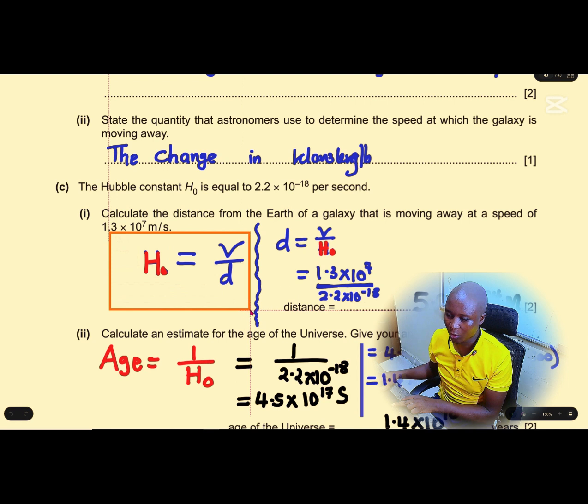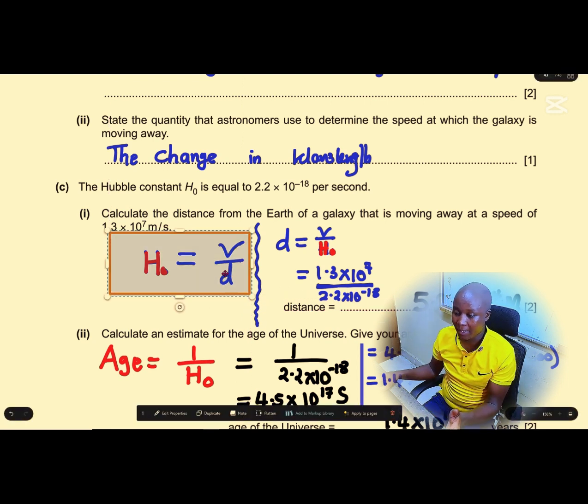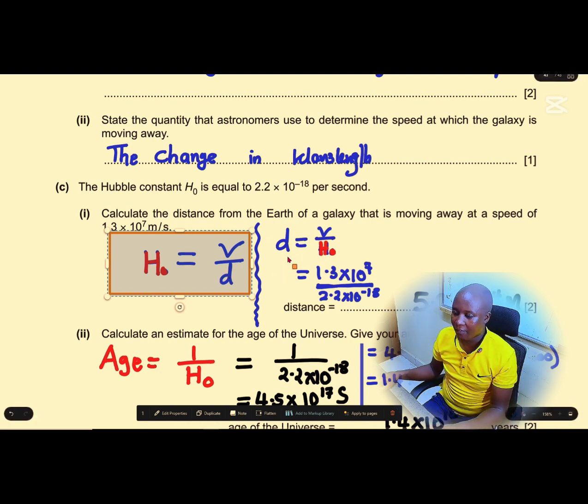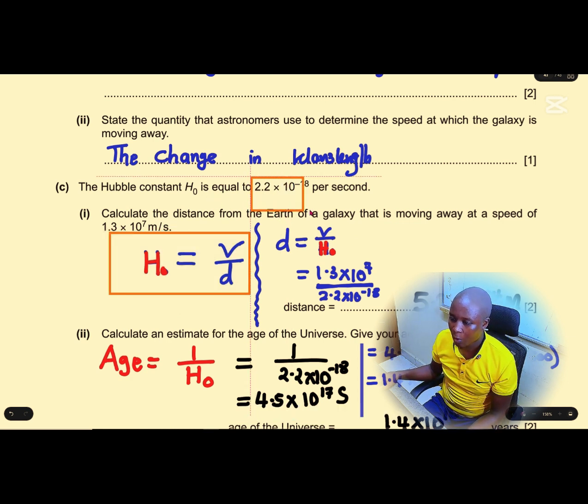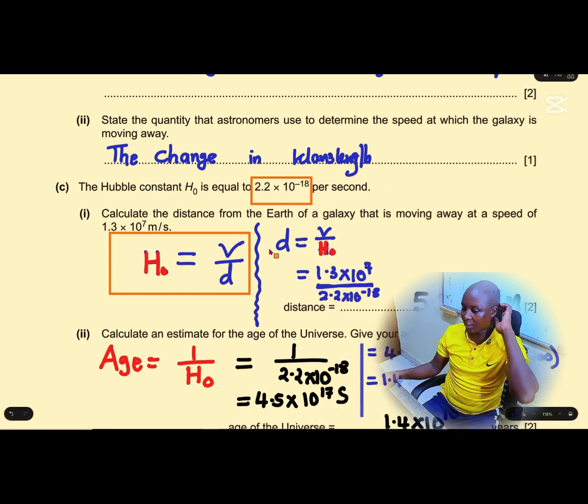H is equal to the speed of a galaxy divided by the distance between the astronomer and the galaxy. And if we work it out, we are going to get the distance being 5.9 times 10 raised to the power 24 meters. So you need to understand Hubble's constant is 2.2 times 10 raised to the power negative 18. And using this, we can also determine the age of the universe.